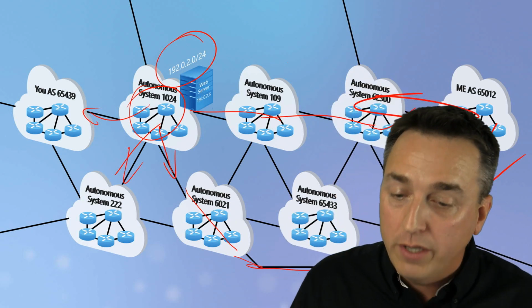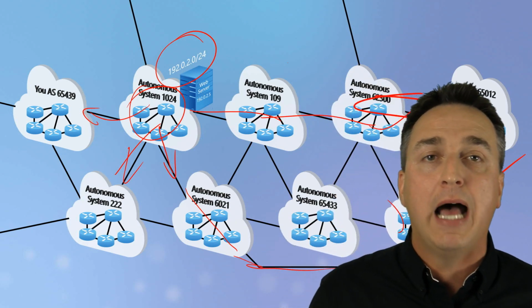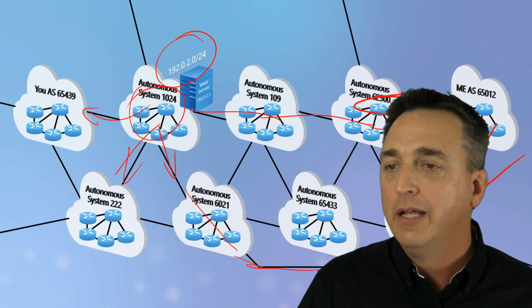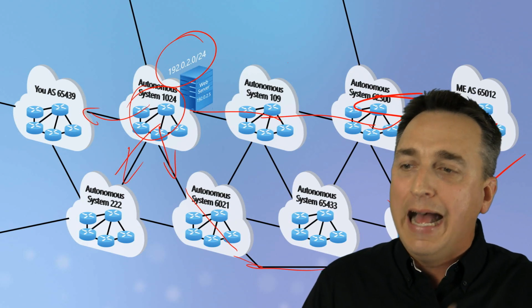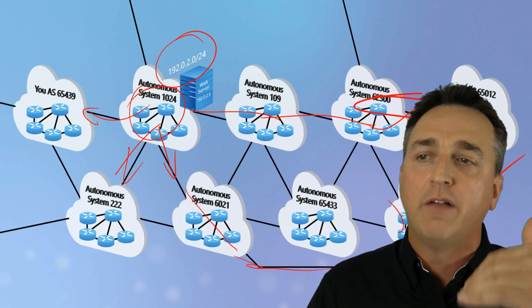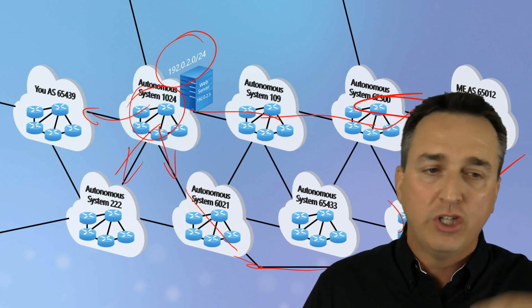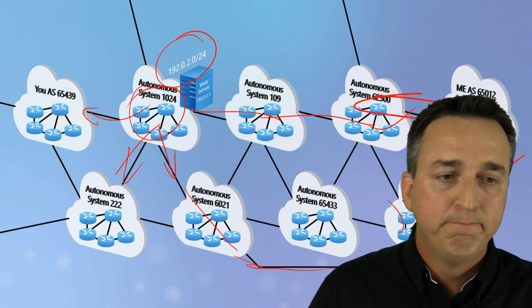Right? And can one autonomous system have multiple public IP addresses? Absolutely, yes. I believe Autonomous System 109 has more than just 12.5.186.0. I just don't know what they all are off the top of my head.